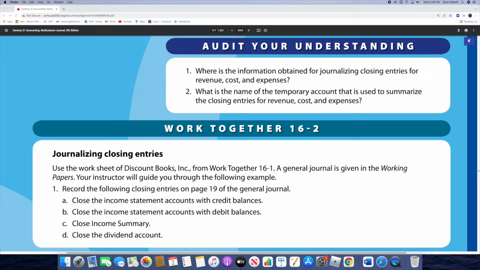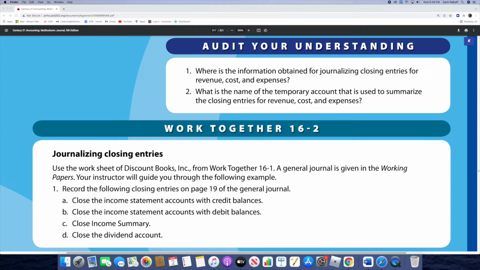Number 1. Record the following closing entries on page 19 of the general journal. Letter A. Close the income statement accounts with credit balances. Letter B. Close the income statement accounts with debit balances. Letter C. Close the income summary account. And for letter D, close the dividend account.